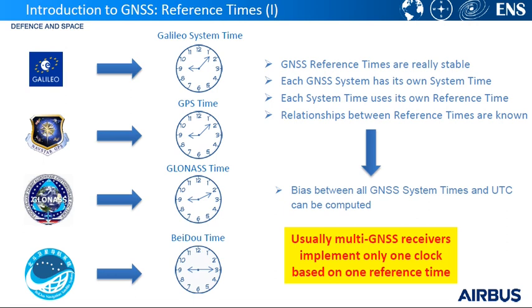Usually, multi-GNSS receivers implement only one clock based on one reference time. By multi-GNSS receivers, we understand the ones which are capable of using the signals from different GNSS constellations.